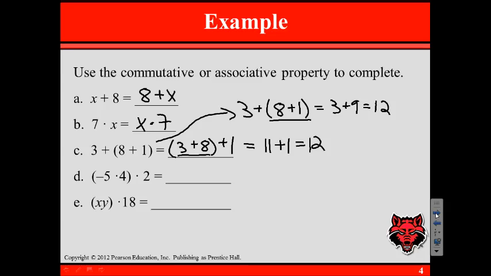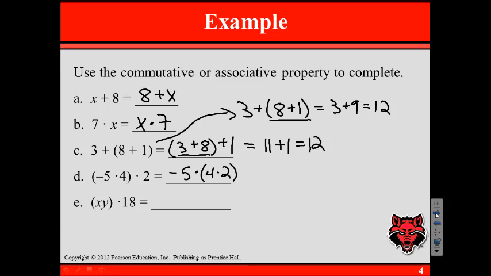The same is true for examples D and E. I'm not going to simplify each of these examples, but I will move the parentheses to show how the associative property works. Instead of negative 5 times 4, inside of parentheses, let's write negative 5 times, and then inside parentheses, we'll have 4 times 2. Actually, that is an example of the associative property.